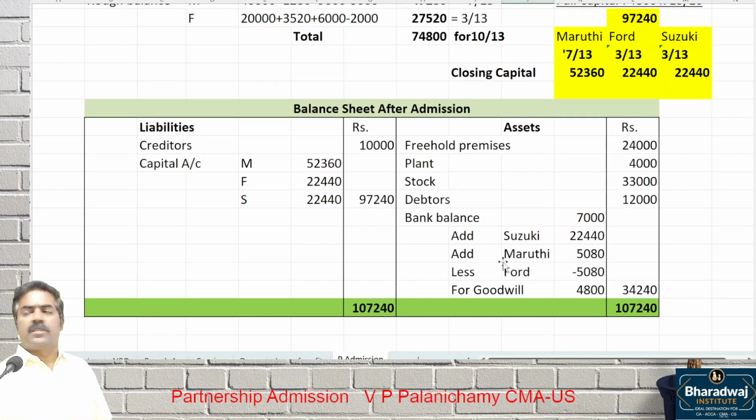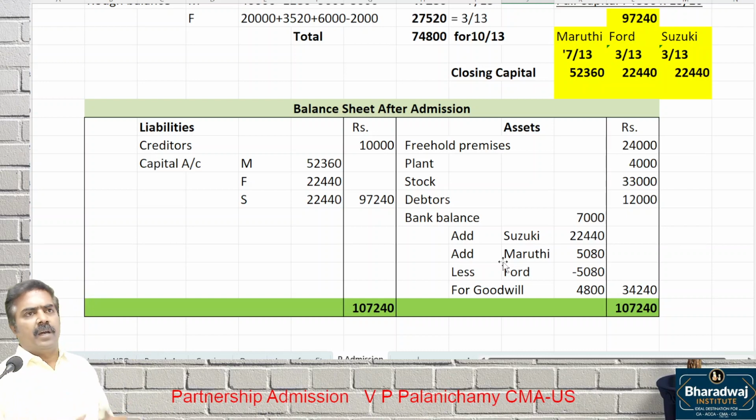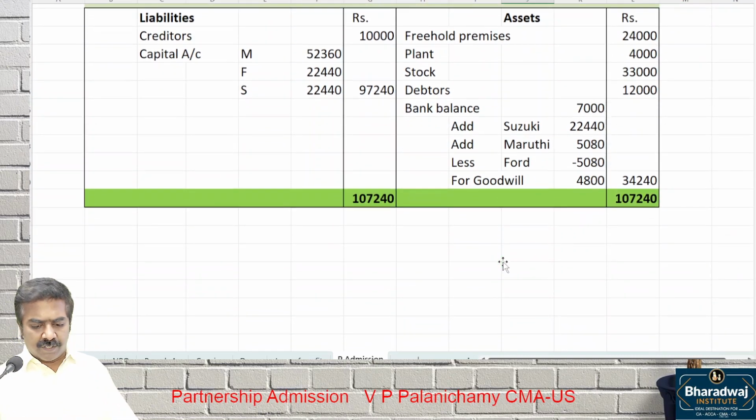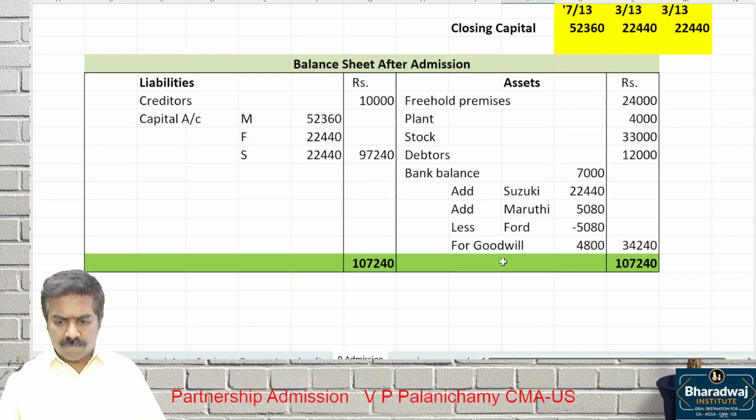Next, what you have to do is, based on admission of partner, you have to refer to the parent institute material, where problems are given with solutions. Try to see through the problem solutions, just see through. That is more than sufficient for your examination knowledge. Have you taken the balance sheet?